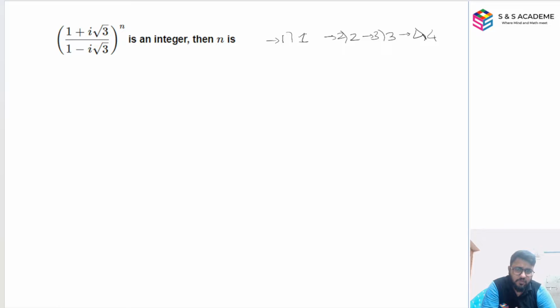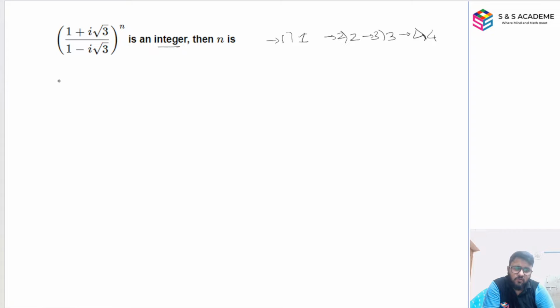Today we're going to discuss this problem from CENGAGE edition 3 for JEE mains. It is from the chapter complex numbers, question number 63. Here you can see that there is something raised to the power of n, and n is an integer, which is pretty important. The options are 1, 2, 3 and 4.